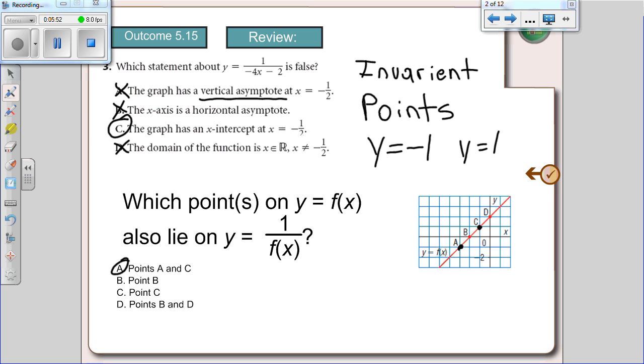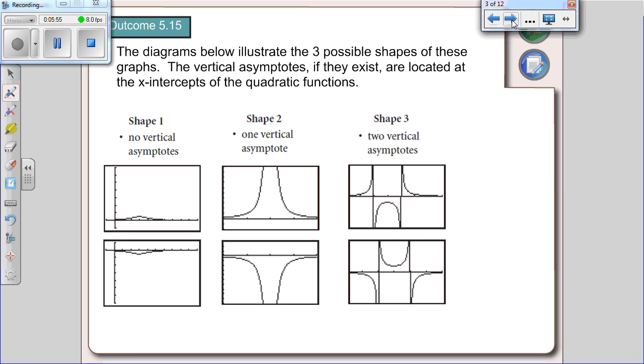Okay, today, what makes things harder is we're now going to start doing quadratics. So when you have a reciprocal of a quadratic, there's 3 types of graphs you're going to get. You're going to get this kind of graph, where there's no asymptotes. You're going to get that kind of graph, where there's one hidden asymptote right there. And you're going to get this graph, where there's 2 vertical asymptotes. One here, and here. Those are the only 3 types of graphs you're going to see.